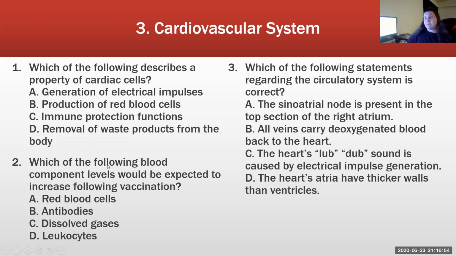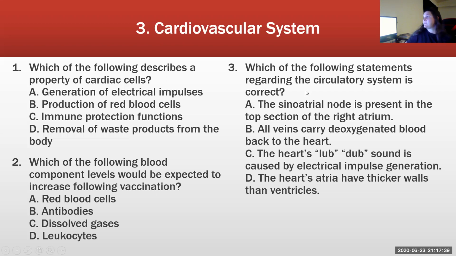Which of the following blood component levels would be expected to increase following vaccination? Red blood cells, antibodies, dissolved gases, or leukocytes? And again, I'm just going to give you the answer and we're going to talk about why. Option B is correct. Vaccines increase the body's recognition of the vaccine antigen, and antibodies should rise following immunization. The red blood cells should not increase because vaccines do not contain erythropoietin. Dissolved gas levels should not increase due to immunization. That has nothing to do with it. Lymphocytes recognize and respond to antigens. The concentration of leukocytes should remain fairly steady. So that's leukocytes versus lymphocytes. I have to understand that.